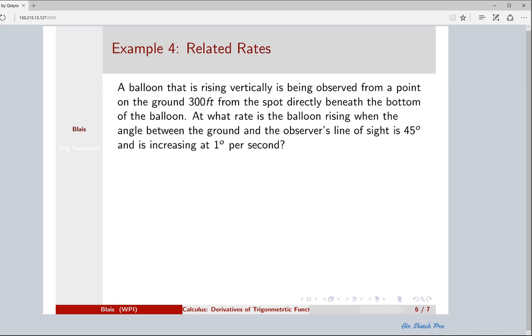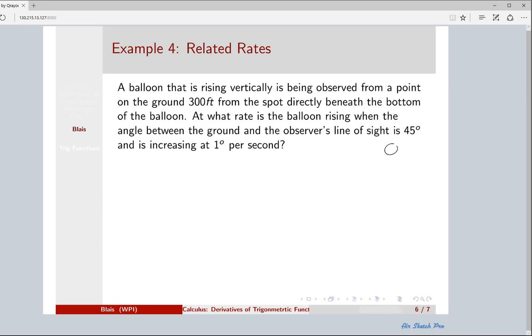Let's look at an applied example, and we will delve into these kinds of questions much more when we get into the section on implicit differentiation and related rates. But here we have a physics problem. So we want to draw the picture and understand what's going on. So a balloon is rising vertically. It's being observed from a point on the ground.